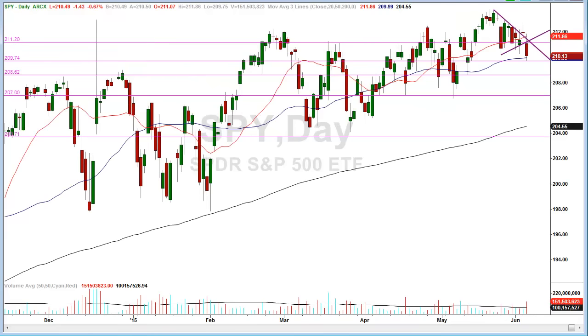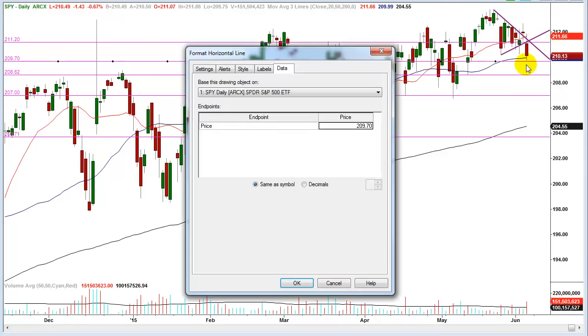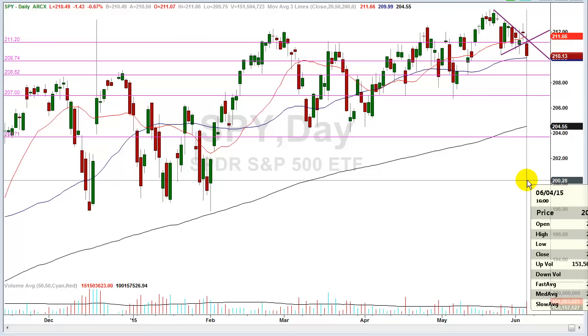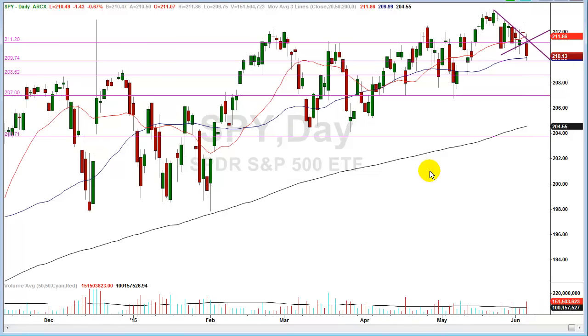So here's the daily chart. Remember this triangle, and we broke out of it the other day, and then today, look what happened. We went right through it on the downside. And where did we come in? 2097.4. The low today was 2097.5, so it's off by a little bit.